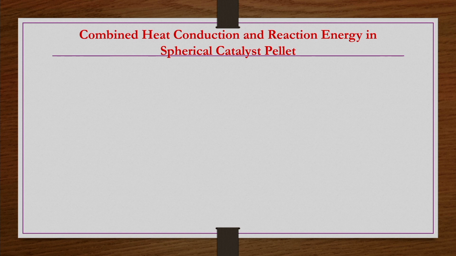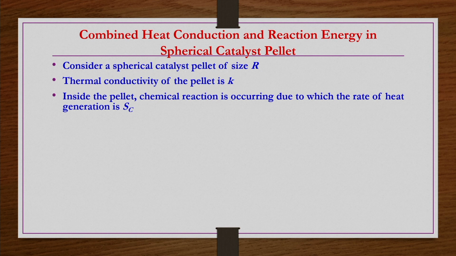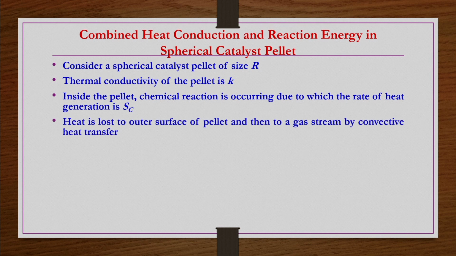So, now combined heat conduction and reaction energy in spherical catalyst pellets. That is the last problem that we are taking in this class. Okay. So, let us see this statement. Consider a spherical catalyst pellet of size R. Thermal conductivity of the pellet is K. Inside the pellet, a chemical reaction is occurring due to which the rate of heat generation is Sc. Then heat is lost to the outer surface of the pellet and then to a gas stream by convective heat transfer.